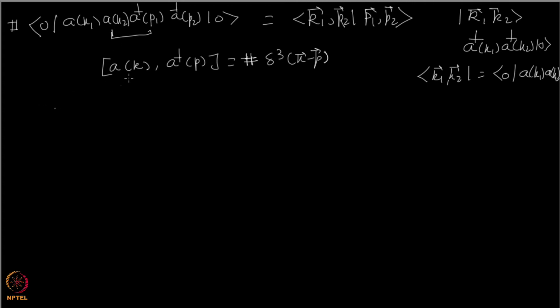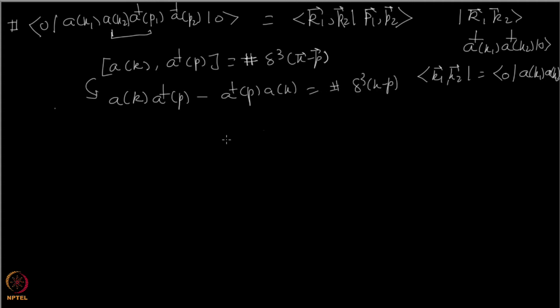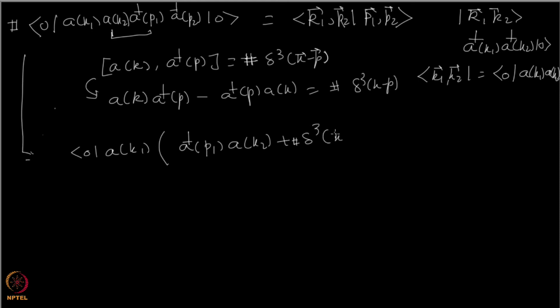Let me show you. If you look at this commutator, this is A_K A dagger P minus A dagger P A_K, which is this delta cube K minus P. So if I interchange the order of A and A dagger like this, I get an additional delta function. So that's what I'm putting in here. You have the vacuum, A_K1, and this gives you A dagger P1 A of K2 plus something here, delta cube P1 minus K2. And then of course you have A dagger P2 outside.